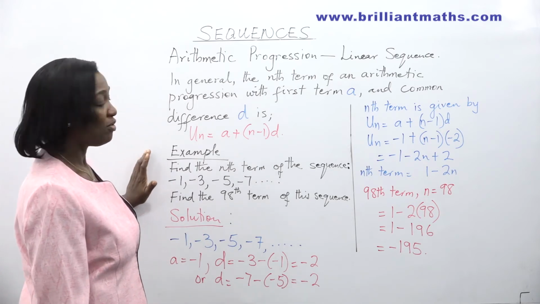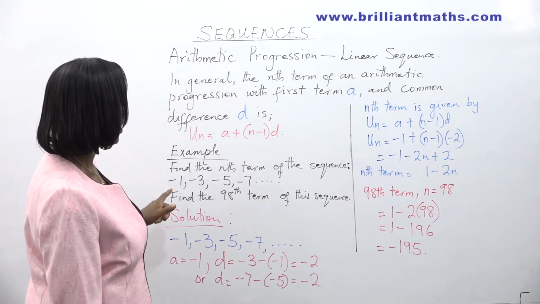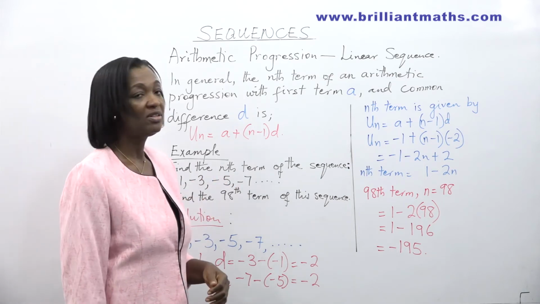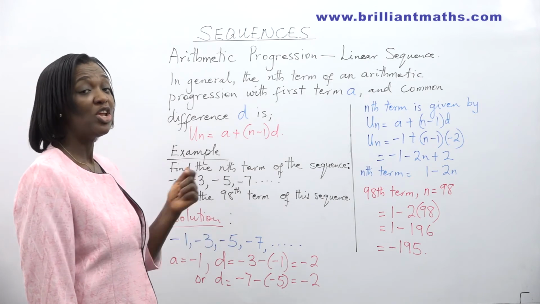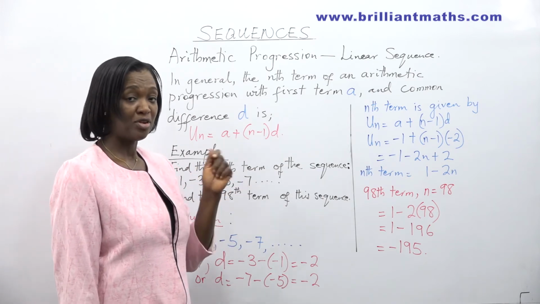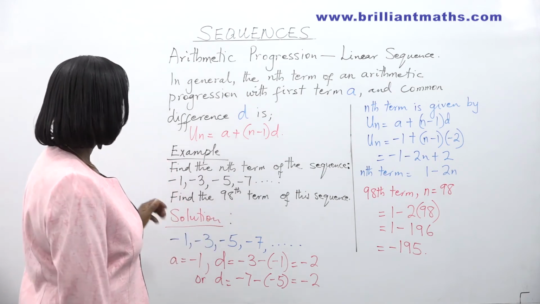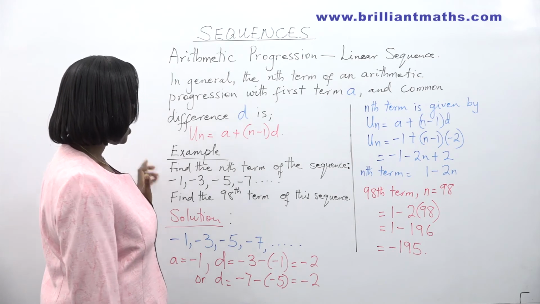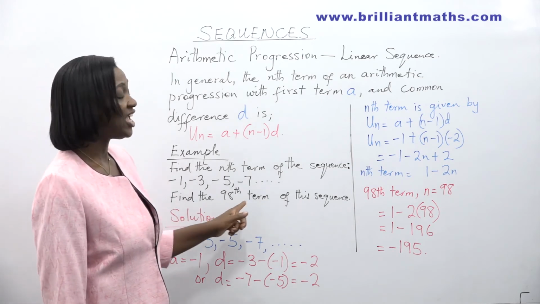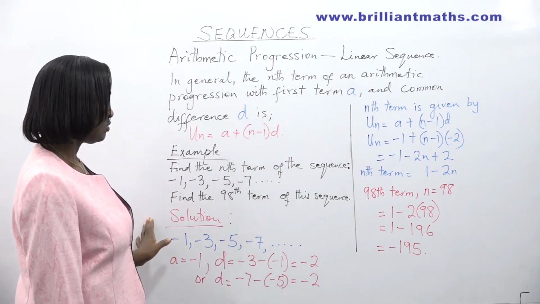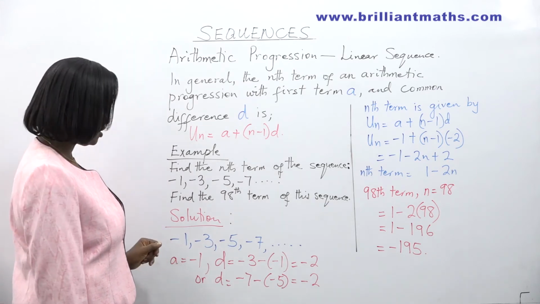Let's look at this example. Find the nth term of the sequence minus 1, minus 3, minus 5, minus 7. It's a linear sequence, so you can actually use the method we had learned earlier on to do this. If you haven't seen that video, go look for it. So here, we're finding the nth term of the sequence, and then we're supposed to find the 98th term of this sequence. So solution, we write out the sequence again.